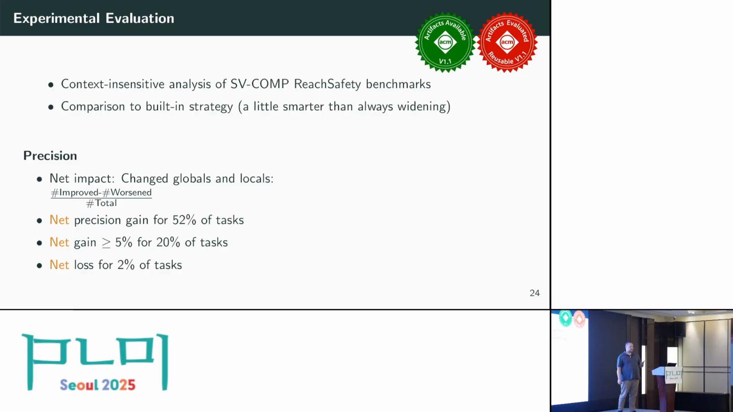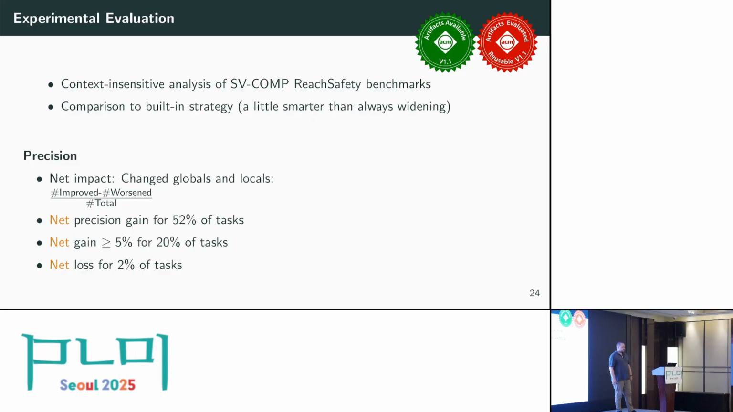One of them was the precision, and what we considered as a precision measurement here was something that we call the net impact. So we looked at the analysis results with the update rule and without the update rule, and compared the abstract values of globals and locals. And we basically counted how many globals were improved, subtracted those where the result got worse, and then divided this by the total number of locals and globals that you have in the system.